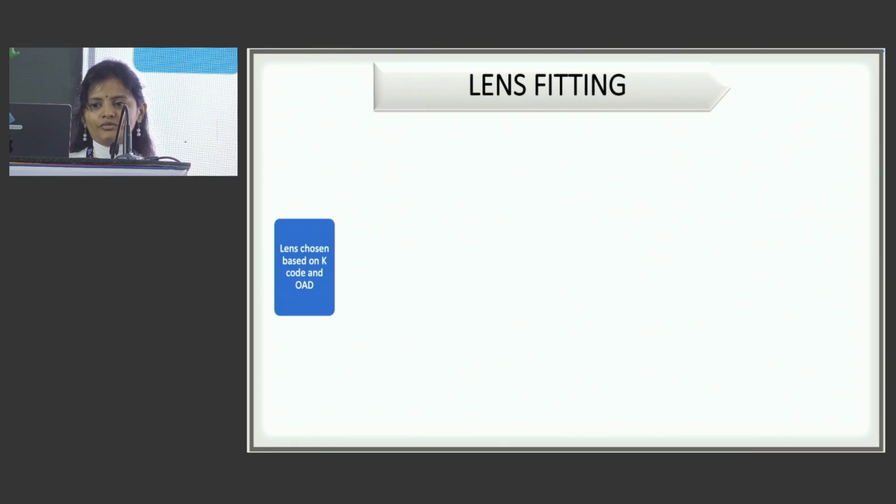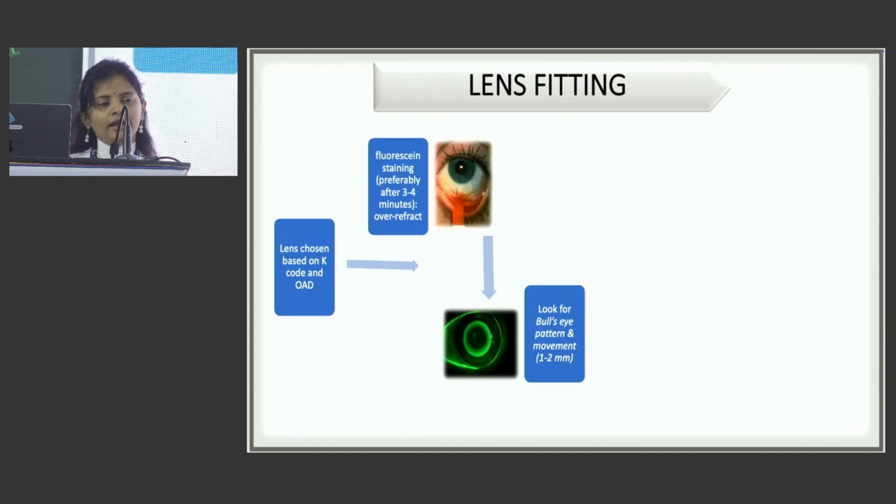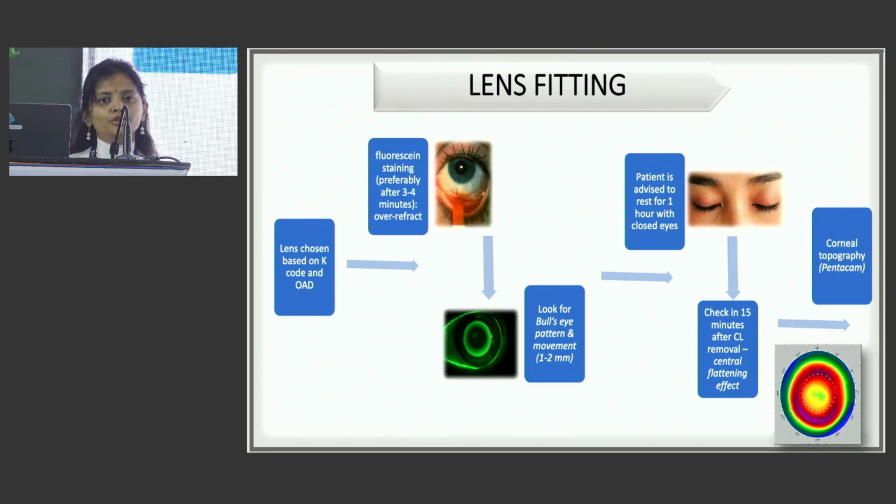So again, once you choose a particular lens based on these parameters, you put the lens on, you do fluorescein staining and look for the bullseye pattern. The patient has to put these lenses on and close the eyes for 1 hour. Remember that ortho-K lenses are night wear contact lenses that the patient has to wear and sleep with. The lid compresses on the contact lenses and causes all of those epithelial changes that I previously spoke about.